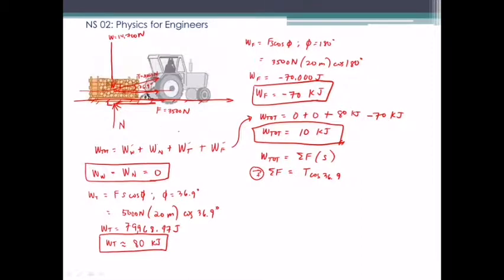And then, the friction force F is to the left, so minus F. So, the summation of F is 5,000 cosine 36.9 minus 3,500. Therefore, the summation of F is 498.42 newtons.